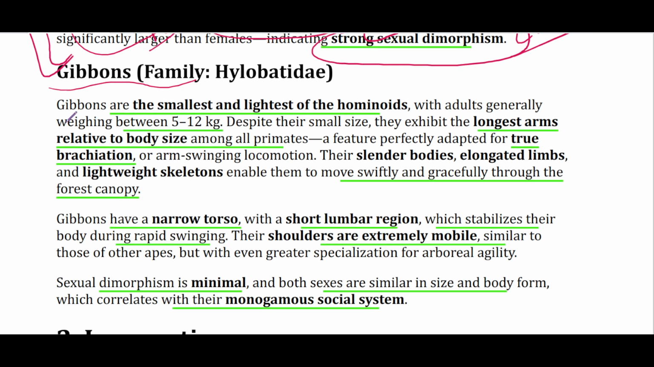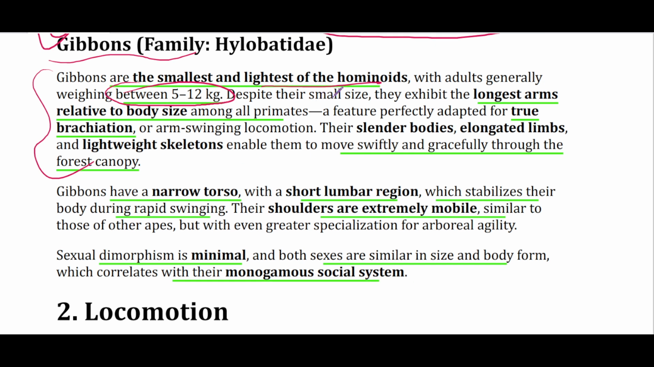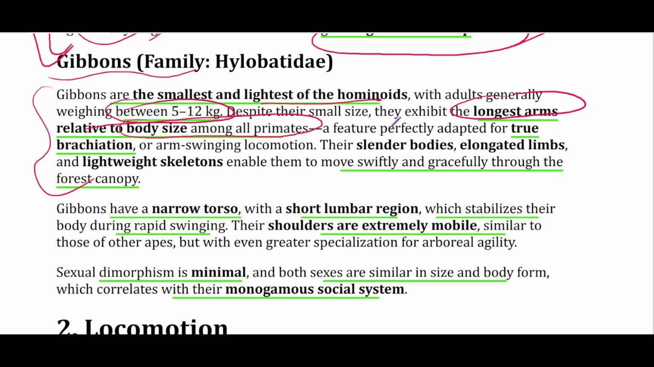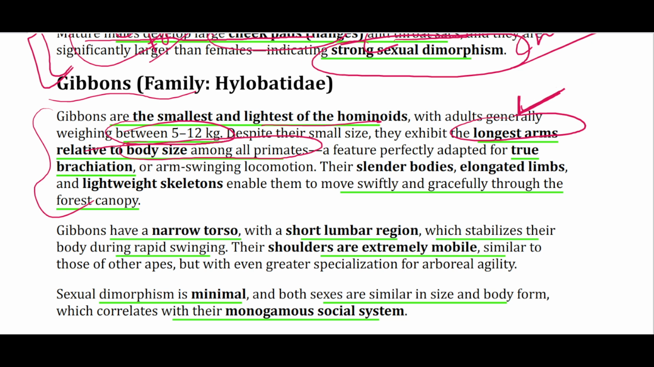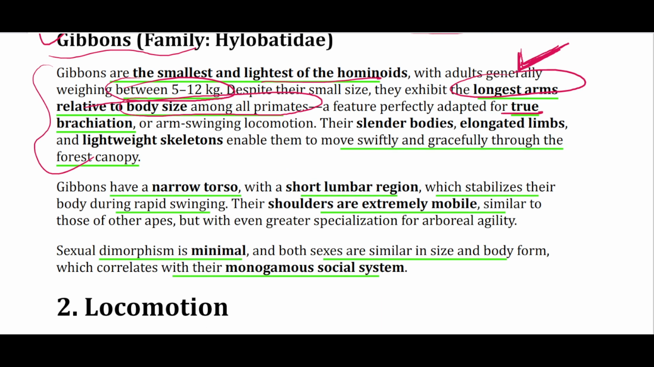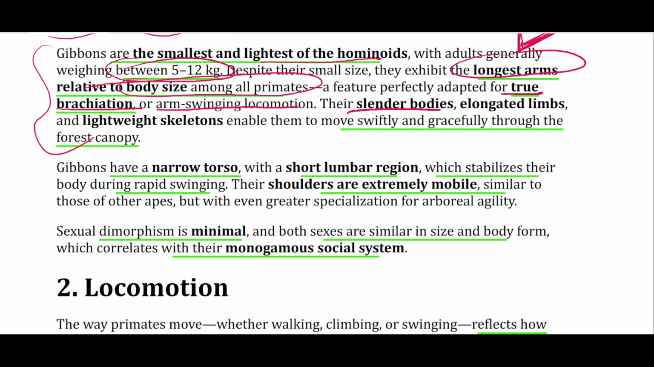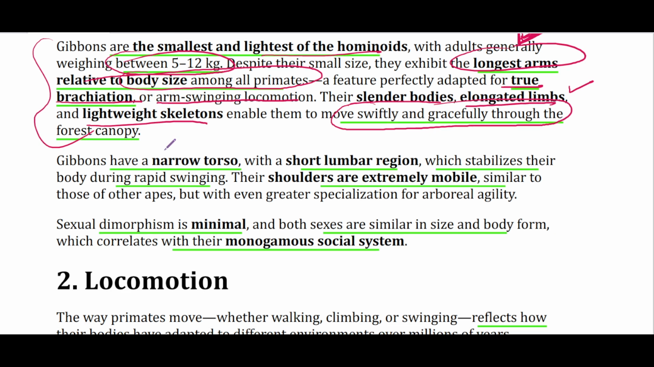And let's talk about gibbons. They are the smallest and lightest of all hominoids, where adults generally weigh between 5 to 12 kgs. Despite their small size, they exhibit the longest arms relative to body size among all primates. Again, if arms are longer, then the primary locomotion is brachiating. That's why gibbons are known as true brachiators or true arm swingers. Their slender bodies, elongated limbs, and lightweight skeleton, all these three things enable them to move swiftly and gracefully through the forest canopy.